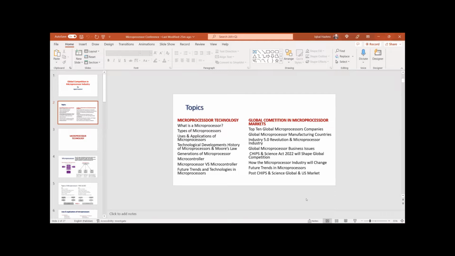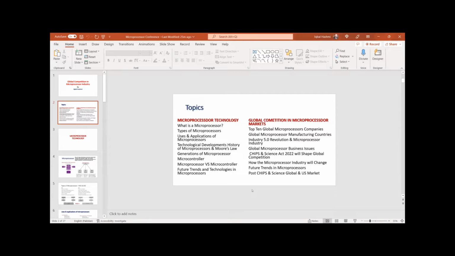And then I will also discuss the microcontroller, and the difference between microprocessor and microcontroller, so that when I discuss global competition in the microprocessor market, we will understand why we need to differentiate these two. And some future trends as well we will discuss. So this is the first part of my presentation. In the second part, I will basically cover the commercial aspect of the microprocessor industry, where it is heading towards.